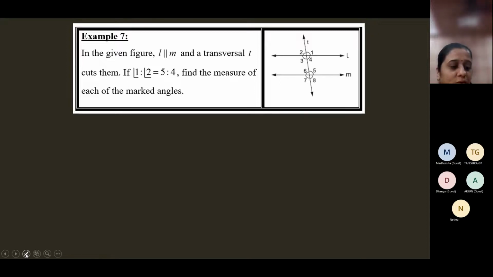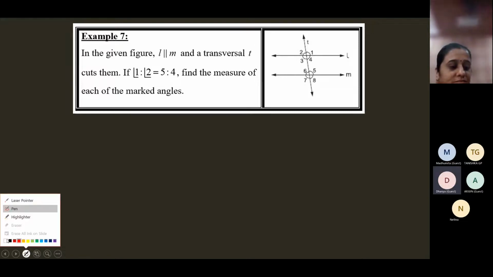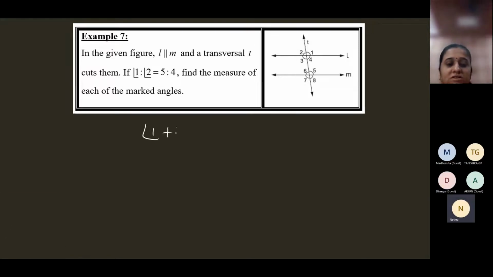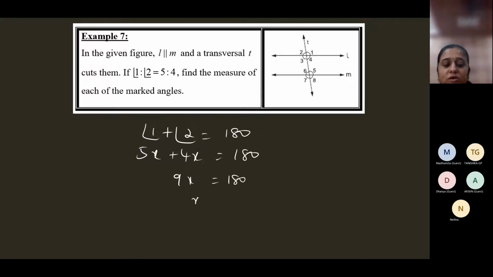So what's the relation between angle 1 and angle 2? Linear pair, ma'am. Linear pair, yes. So how do you work? Angle 1 plus angle 2 is? 180 degrees, ma'am. Angle 1 plus angle 2 is equal to 180, linear pair. Then 5x plus 4x, correct? Yes, ma'am. 9x is equal to 180. x is equal to 20.